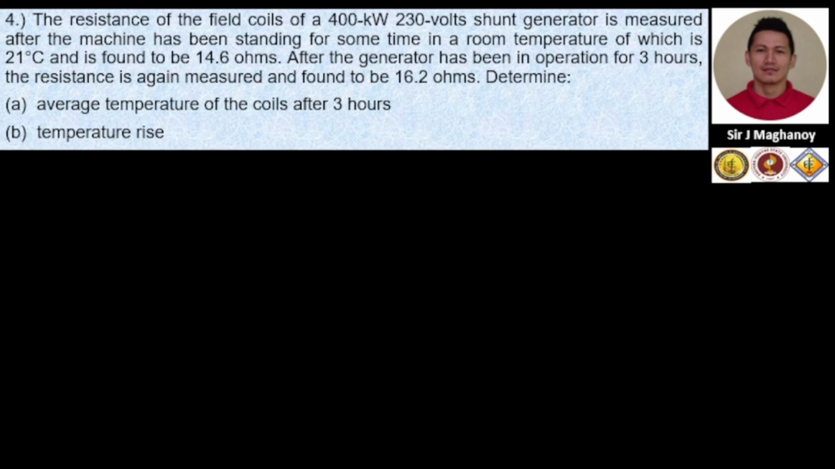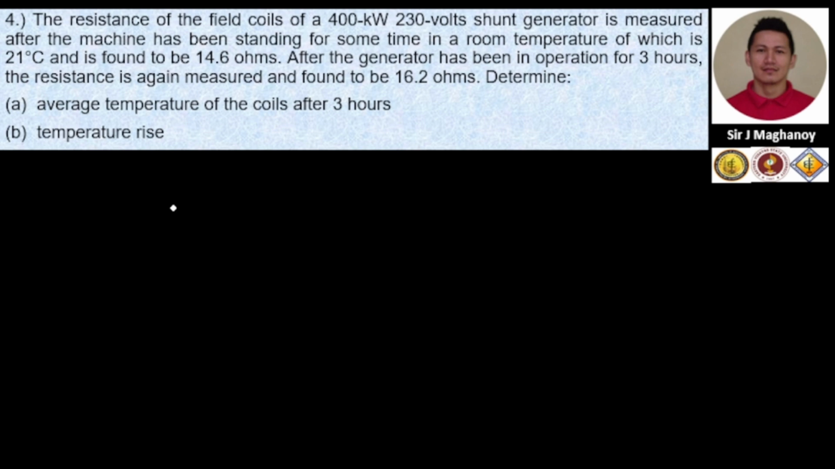Number 4. The resistance of the field coils of a 400 kilowatt 230 volt shunt generator is measured after the machine has been standing for some time in a room temperature of which is 21 degrees Celsius and is found to be 14.6 ohms. After the generator has been in operation for 3 hours, the resistance is again measured and found to be 16.2 ohms. So, determine A, the average temperature of coil after 3 hours. B, the temperature rise. Okay.